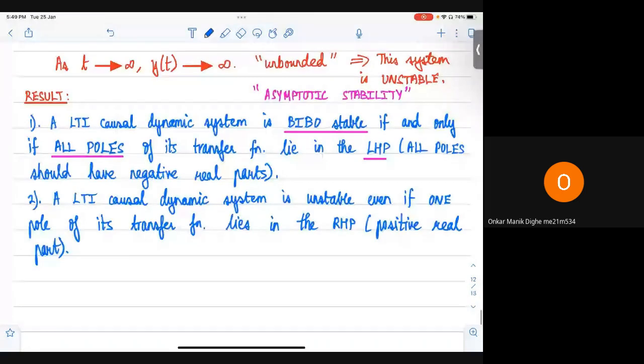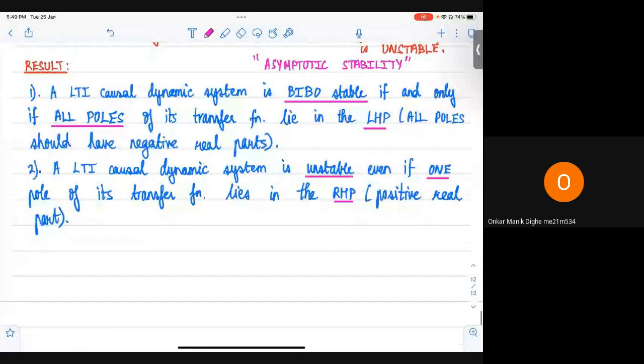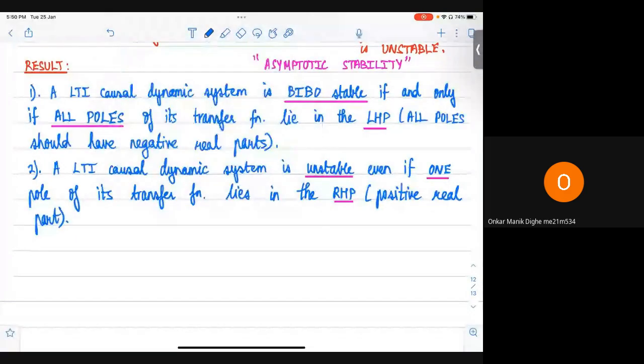And there's something which we saw in the previous example, right? For system two, essentially one of the poles was at +1, and so the system output blew off to infinity when time tends to infinity, even for a bounded input like a step input.